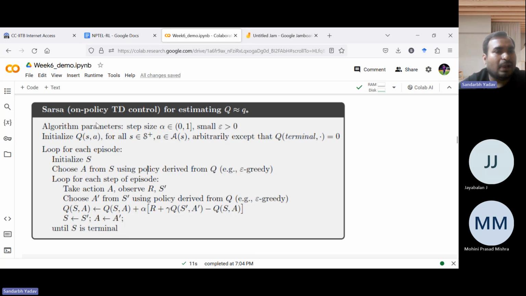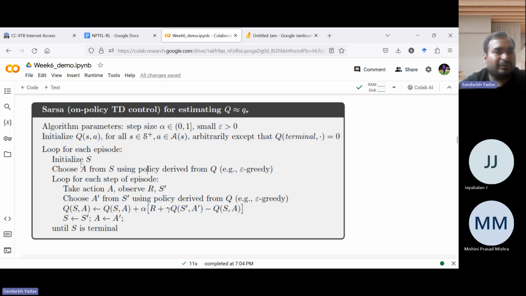This we have already done. And you can initialize also. We are using zero initialization, as I'll show you later. And this is looping. They are using the terminal condition at the end, but you can put it at the beginning also. So in this loop, until you reach the terminal state, this is for one episode.